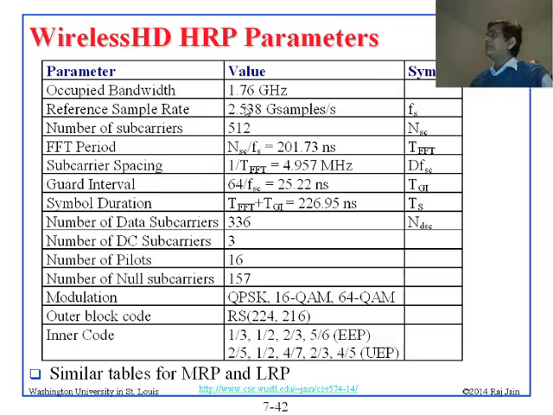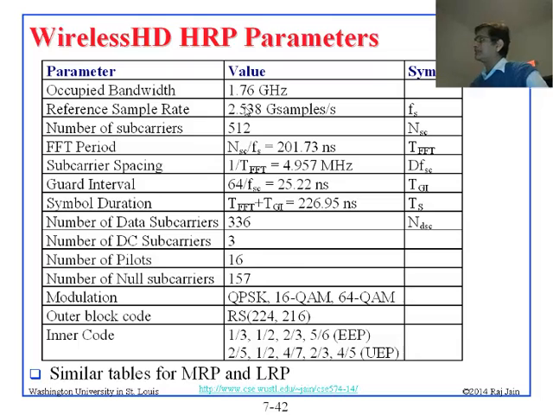Right? Then you do the inner code, in which you take 1 bit and make 3 bits. 1 and 2, 2 bits to make 3 bits. Take 5 bits to 6 bits. Right? So there is another level of error correction. So now there are 2 of them for HRP. EEP, you know what EEP is and what UEP is. Unequal error protection, you use 2/5, 1/2, 4/5, whatever, and then EEP these.